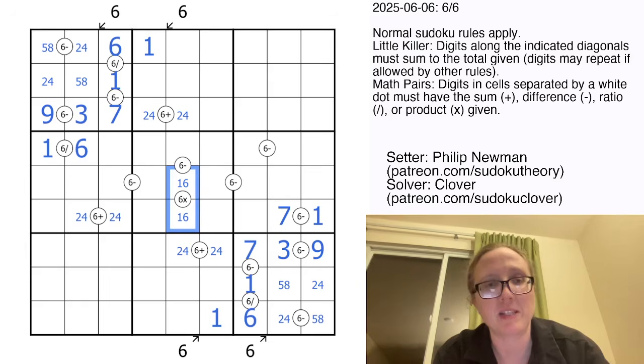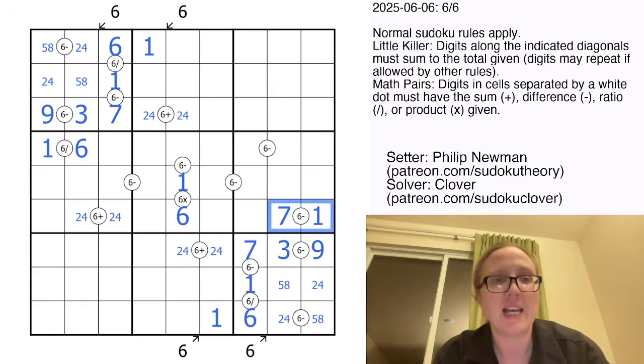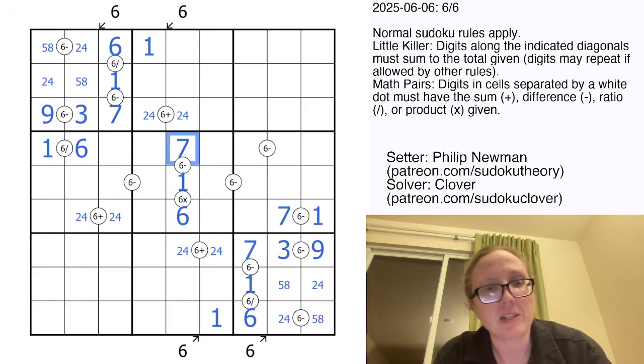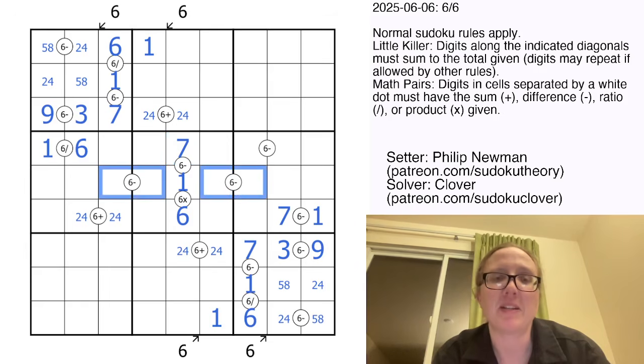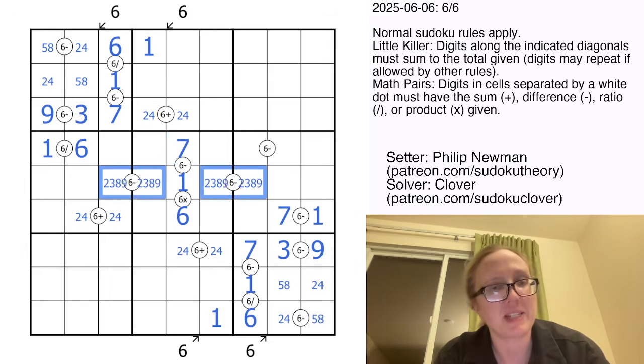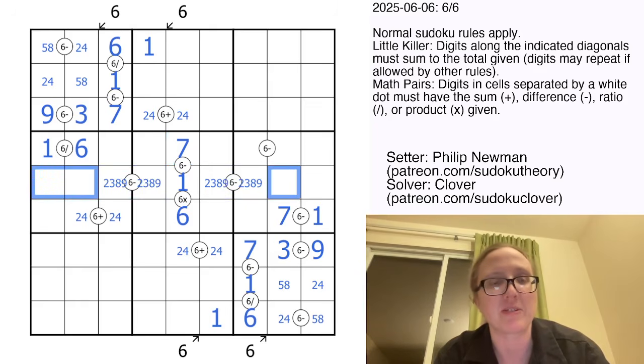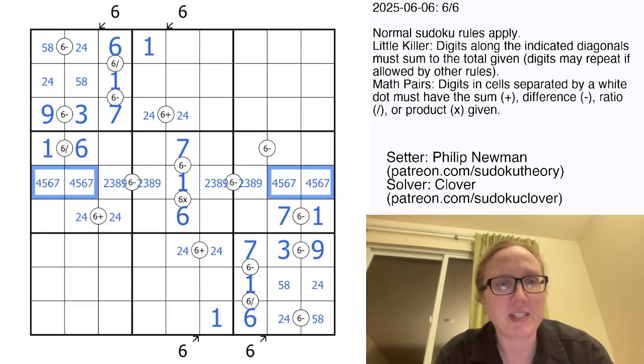It has to be 1 times 6, which shakes out like this because we have a 1 in row 6 already. That makes this a 7 because 7 minus 1 is 6. Now one of these is going to have to be 8 minus 2, and one of them will have to be 3 minus 9. So that's 4 digits that are used up in the row. The remaining digits are going to be 4, 5, 6, and 7.